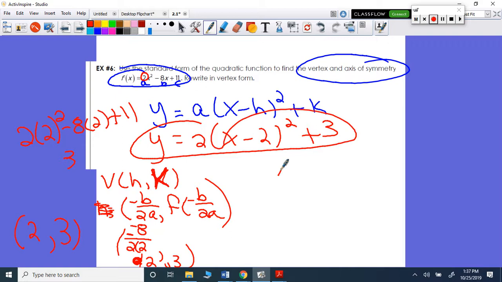And your axis of symmetry is the h, and your vertex. And that is it. So 8 to 15, 20 and 21. Not a brain burning assignment here.